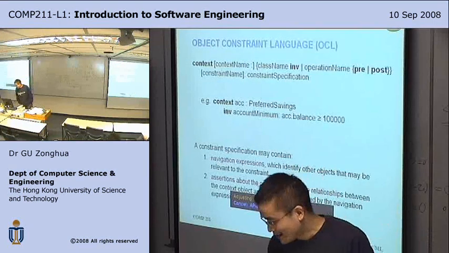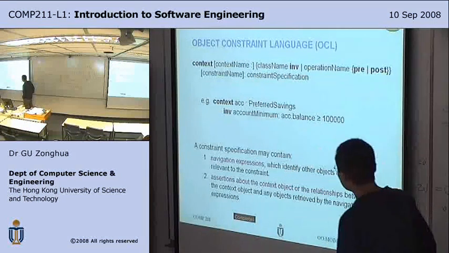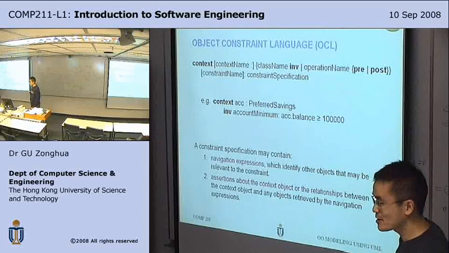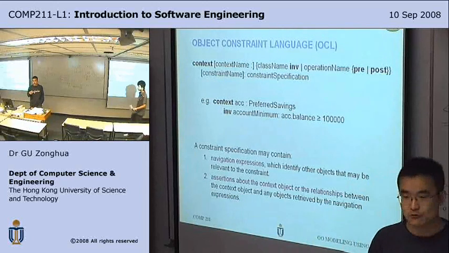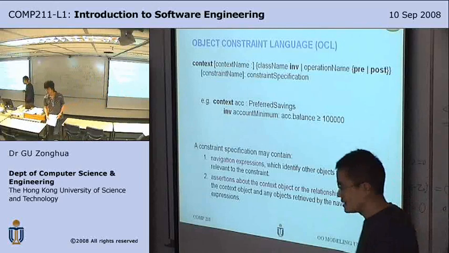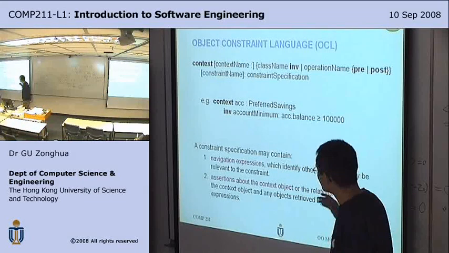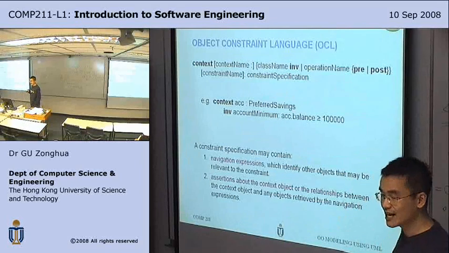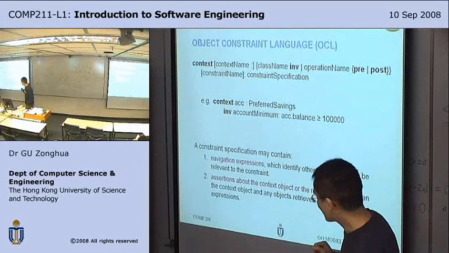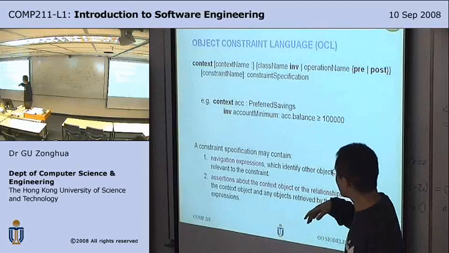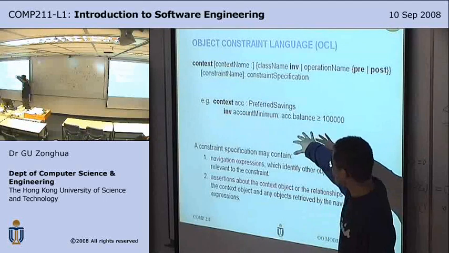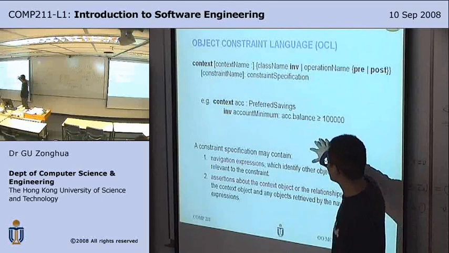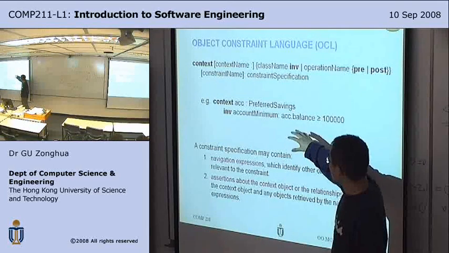So object constraint language is a textual language for describing the constraints in the UML model. That's in addition to the graphical diagrams. So every OCL constraint must correspond to a class diagram. It doesn't exist on its own. So here's the general syntax where you have context, that is where you start from, and then an invariant. So here it says within the account.